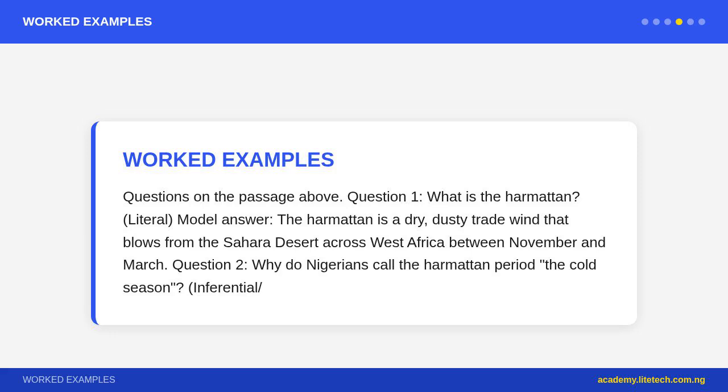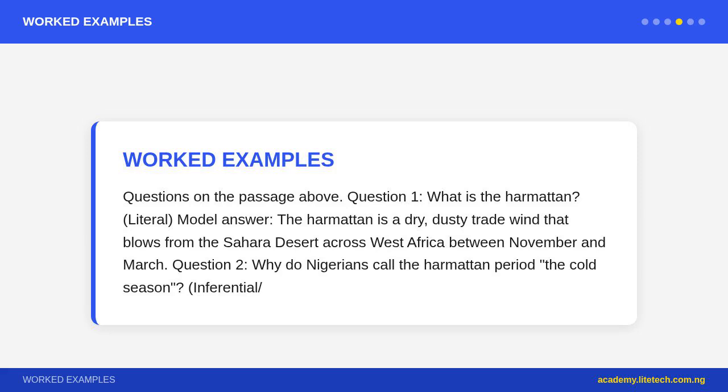Sample passage, short. The Harmattan wind is a dry, dusty trade wind that blows from the Sahara Desert across West Africa, typically between November and March. It brings dry conditions, hazy skies, and cold nights. Nigerians often call this period the cold season, even though daytime temperatures can reach 35 degrees Celsius. The harmattan dries the skin and nasal membranes, leading many people to use moisturizing cream. Despite its harshness, the harmattan also reduces humidity, which can bring relief from the intense heat of the preceding months.